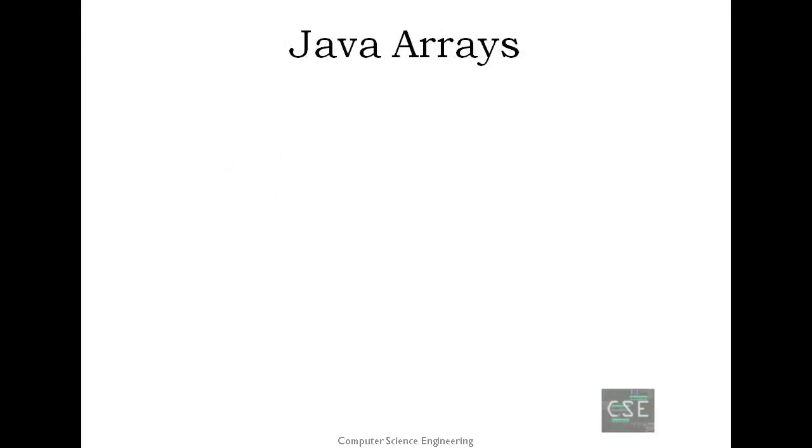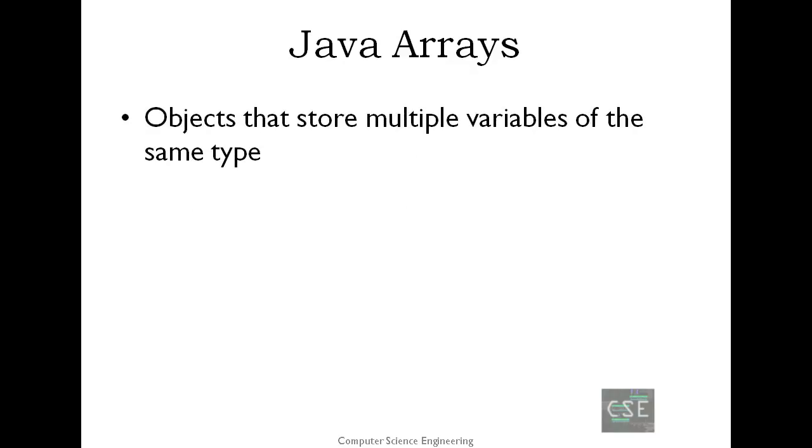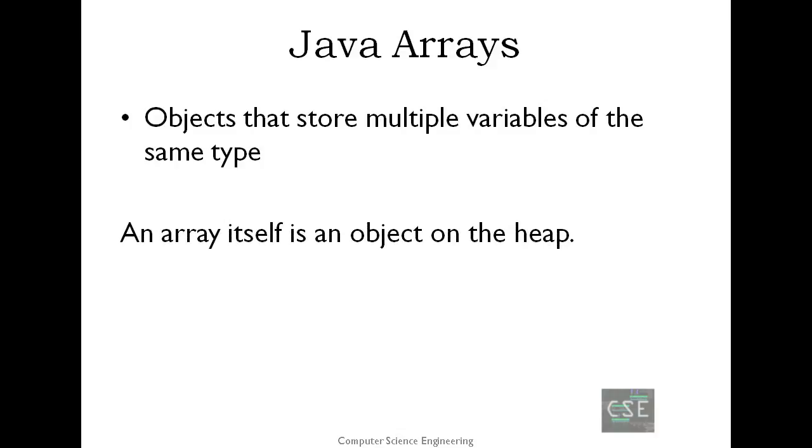Java arrays. Arrays are objects that store multiple variables of the same type. However, an array itself is an object on the heap. We will look into how to declare, construct, and initialize in the upcoming chapters.